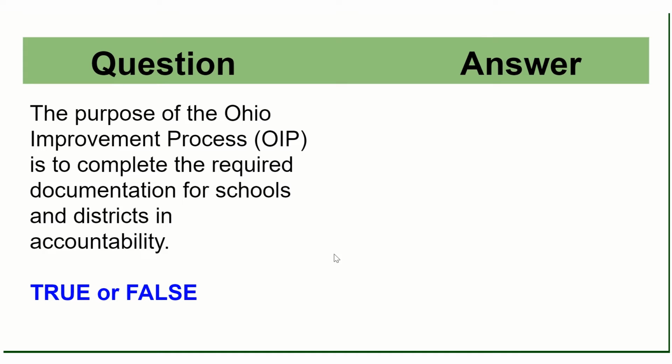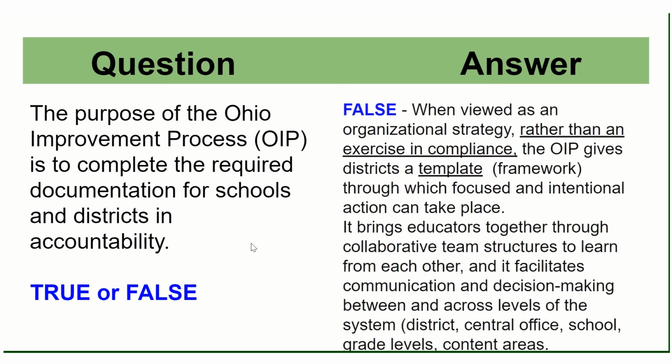I'm going to ask you to come up with an answer in your head to this question, true or false, and why. The purpose of the Ohio Improvement Process is to complete the required documentation for schools and districts in accountability. Give you a second to decide if that is true or false. That is false. When viewed as an organizational strategy, OIP gives districts a template, a framework to focus their actions and their plan, and take notes.